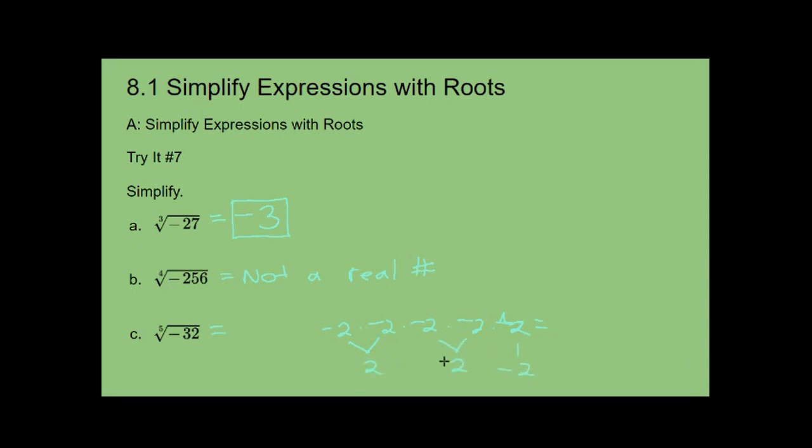So I have 2 times 2 is 4. Sorry, I wrote 2. I said 4 and wrote 2. 4. 4 times 4 is 16. And I'm going to multiply that times negative 2. And that equals negative 32. So we know that our fifth root of negative 32 is negative 2. Check your answers. Make sure you understand why the answers are what they are.